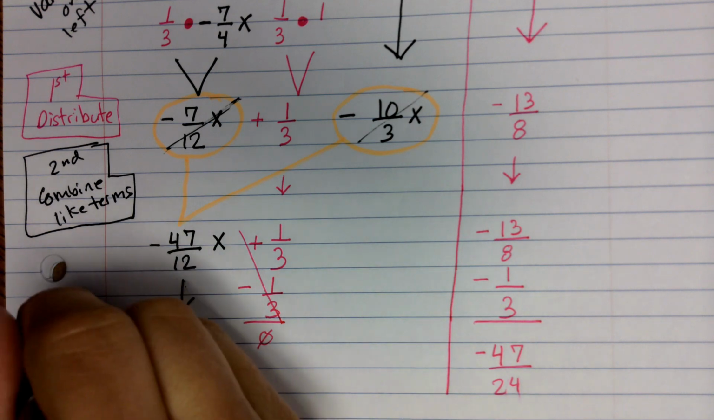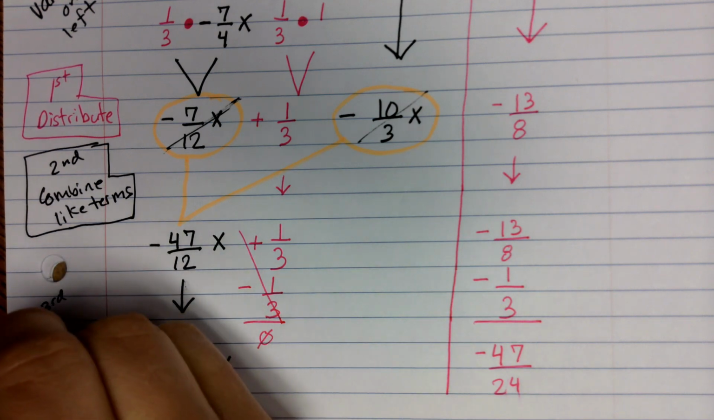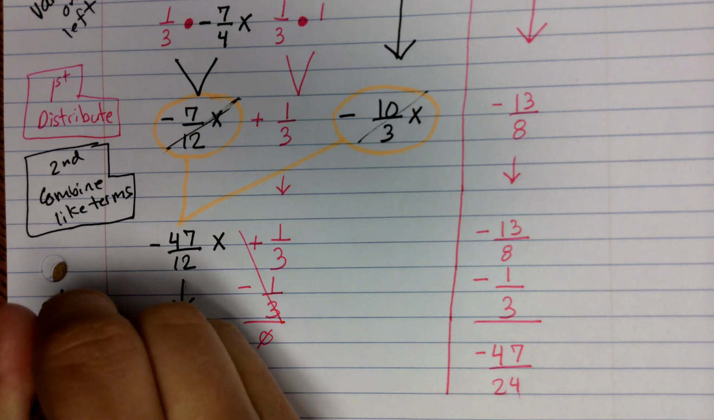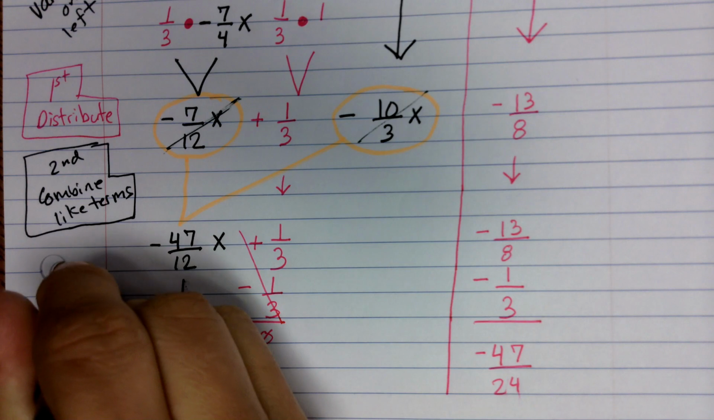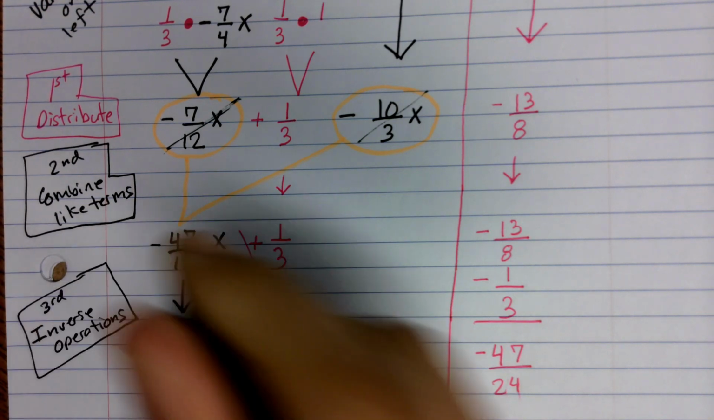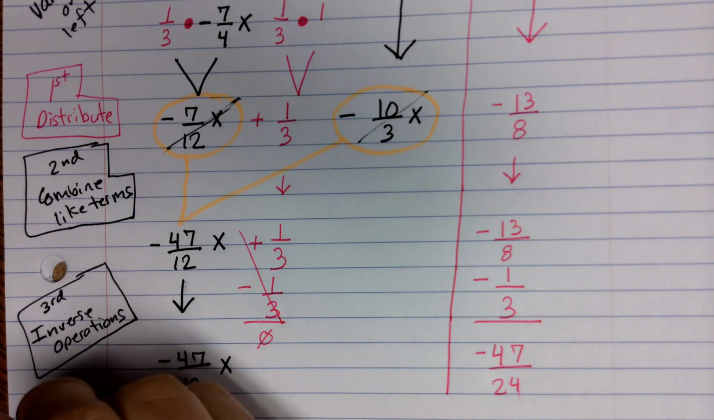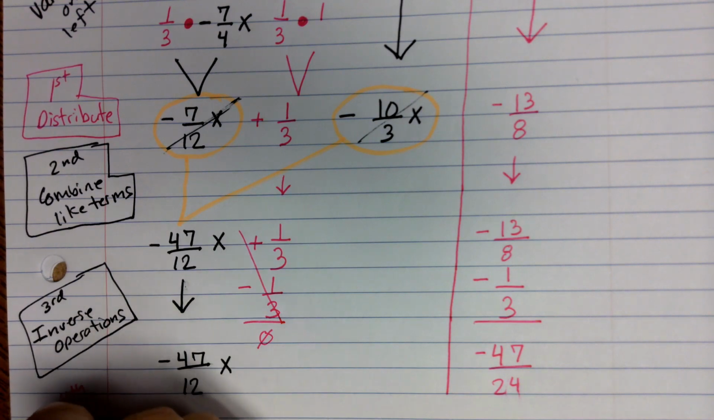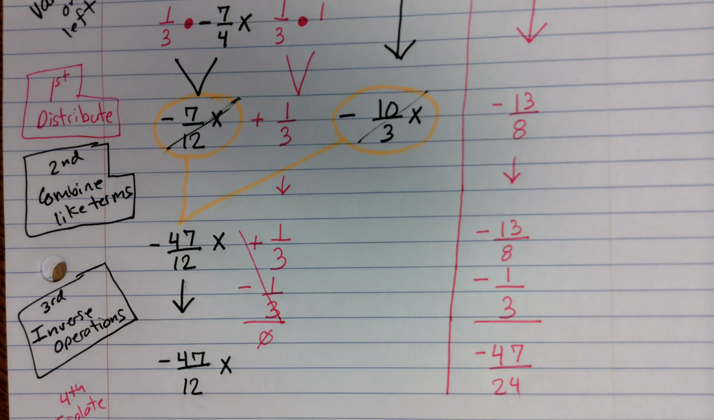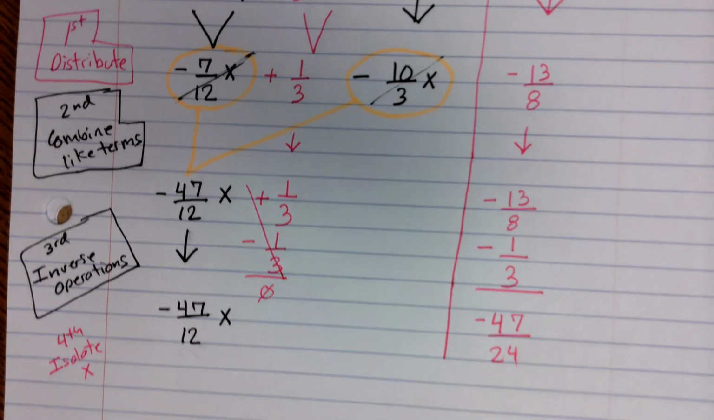Once I finish that, third, we used inverse operations. And that was to move this constant value over to the right. And last, we're going to isolate the variable. So I'm going to go ahead and put my last step. I'm going to put fourth, isolate x. Now it doesn't matter what variable it is, you want to isolate it.